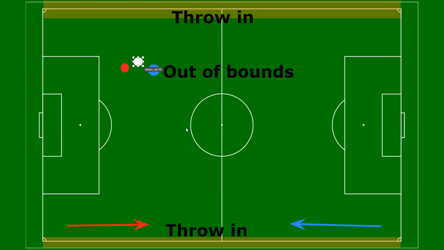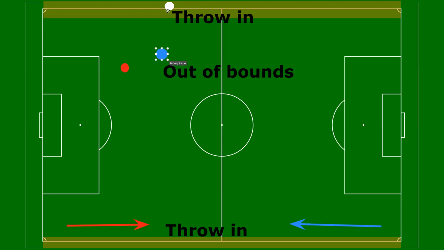All right, so now we're talking about what to do when the ball goes out of bounds. You'll see on the top and bottom, which is the sides of the field, I highlighted in yellow. On the sides of the field, if the ball goes out of bounds, this results in a throw in. Let's say that the red team kicks the ball out of bounds right here. It would be blue ball right there, and so blue would have a throw in right there.